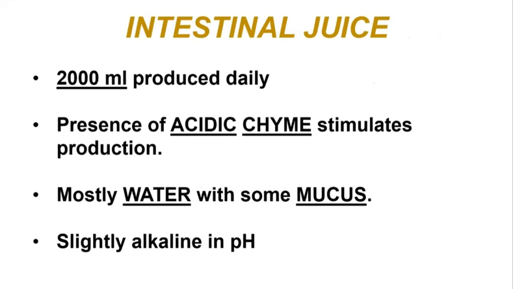The intestinal crypts function to produce intestinal juice, which is a mixture of water, some mucus, and bicarbonate, which gives it a slightly alkaline pH. This alkaline pH is helpful for neutralizing the stomach acids that are mixed with the chyme. We see that approximately 2,000 milliliters of intestinal juice is produced daily, and we see that the presence of acidic chyme from the stomach stimulates the production of this intestinal juice.